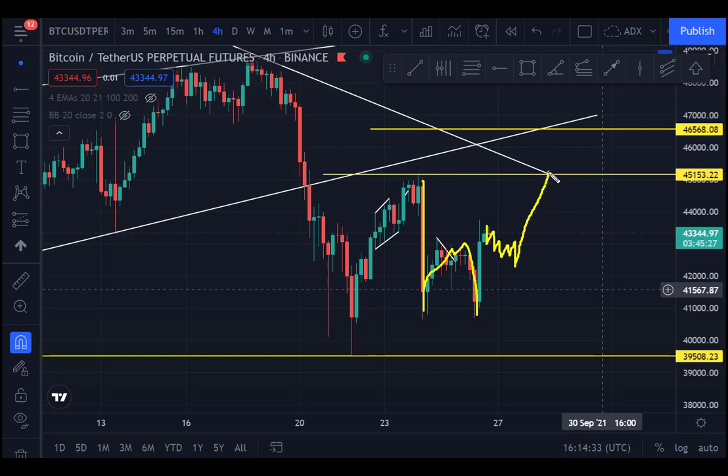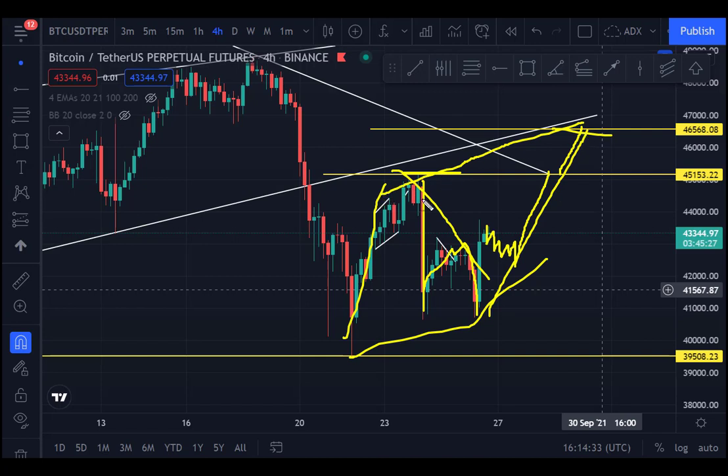All right, so it depends on where this move ends, but two phases we're expecting it at the break of this previous high, which is 45,153, or at the break of this target, that is 46,568. All right, so that is the phase whereby you can say this is A, this is B, this is C. All right, so let's watch out critically what plays out here now.